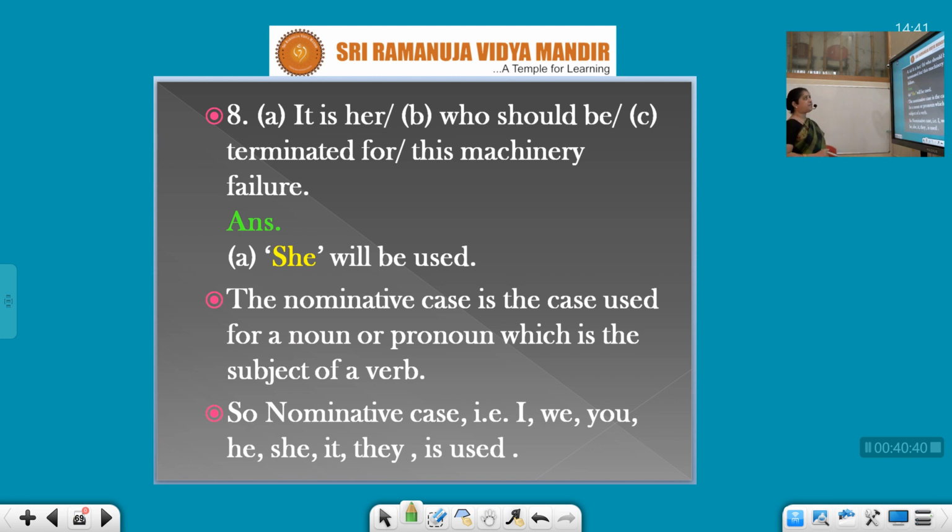Next one is, it is her who should be terminated for this missionary failure. There is a missionary failure, and because of her only the missionary failure has happened. So she has to be terminated, not her. What is going to be the answer? She. She should be terminated. Who should be terminated? She should be terminated. So you can't say it is her. Okay. It is her mistake, so she should be terminated.